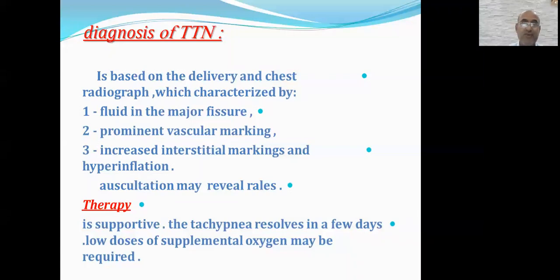Here, if we compare the X-ray findings in type 1 and type 2: in type 1, surfactant deficiency, the X-ray in severe cases gives us a granular appearance with air bronchogram, while in type 2, TTN, the X-ray findings are mild, with presence of fluid or prominent vascular markings.